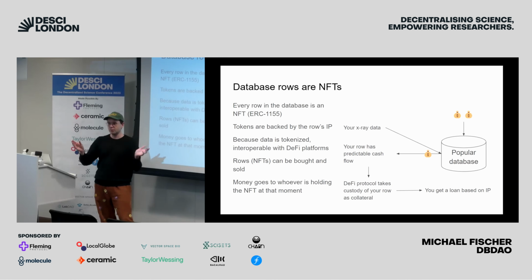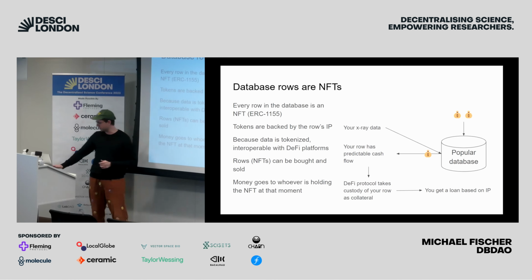So you can take your row that you've created and go post it on OpenSea, and it has some predictable cash flow. Say you have a post on Instagram that is very popular, it's generating ad sales. That post is maybe generating $10 a month. Someone offers you $100. You go to OpenSea, you sell your row, and then that person is entitled to the residual income that it generates in the future.